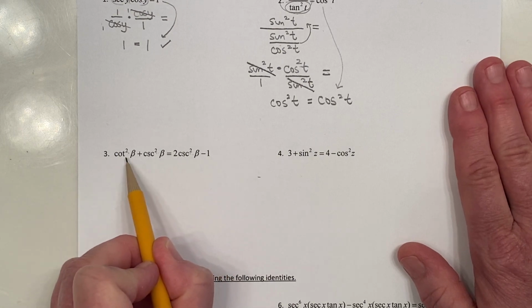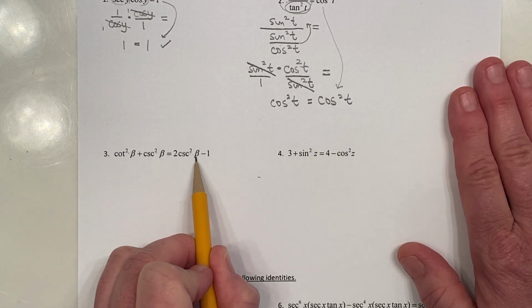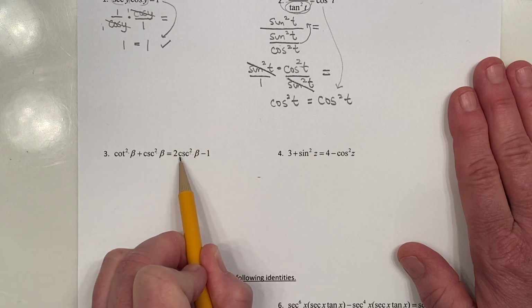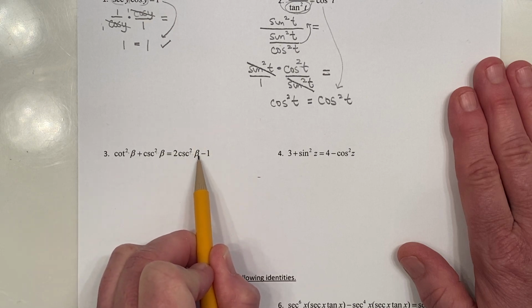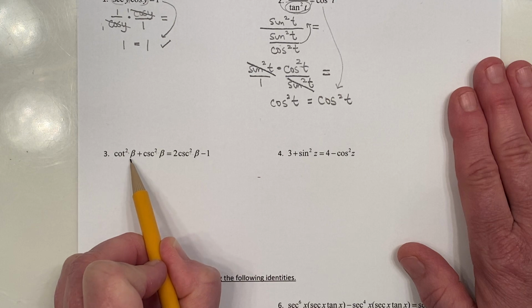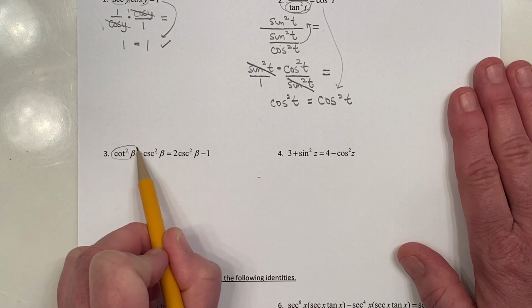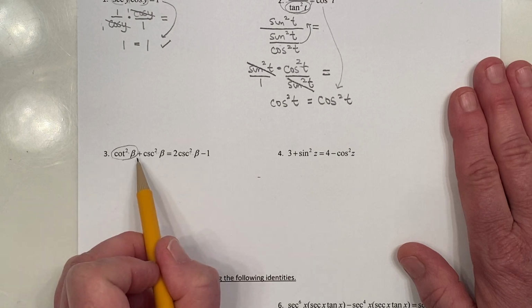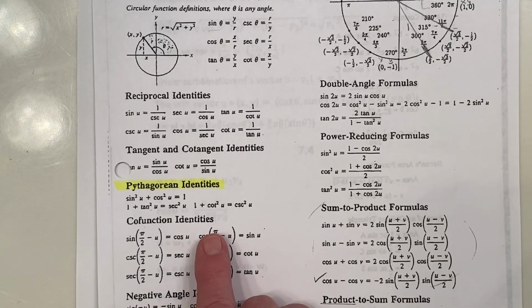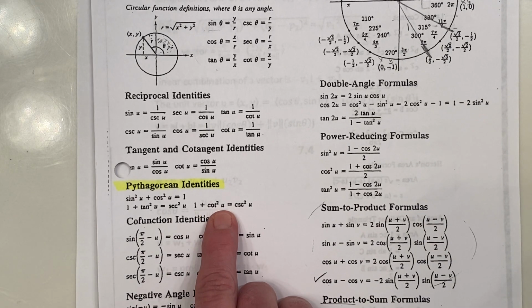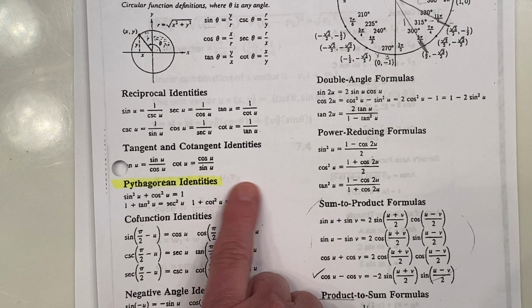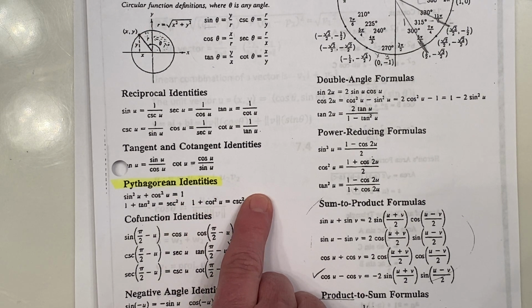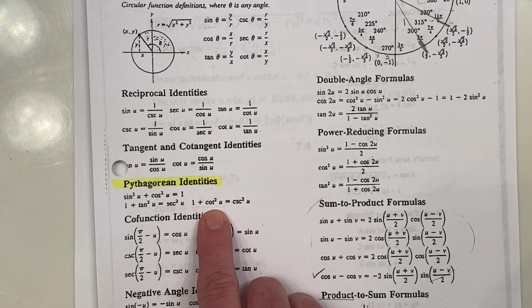One thing I notice is that if I'm going to transform the left side of the equation to the right, notice what's missing over here. I do not want to have a cotangent squared beta, which is present over here. So maybe that tells me I should work on changing cotangent squared beta to something. So let's go back to our formula sheet. Where is cotangent squared beta? Well, instead of beta, it's a u. I'm thinking I'm going to use this Pythagorean identity to help me get rid of cotangent squared of beta.